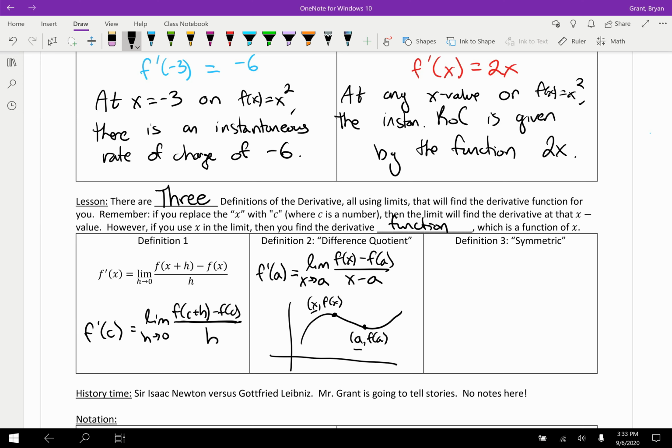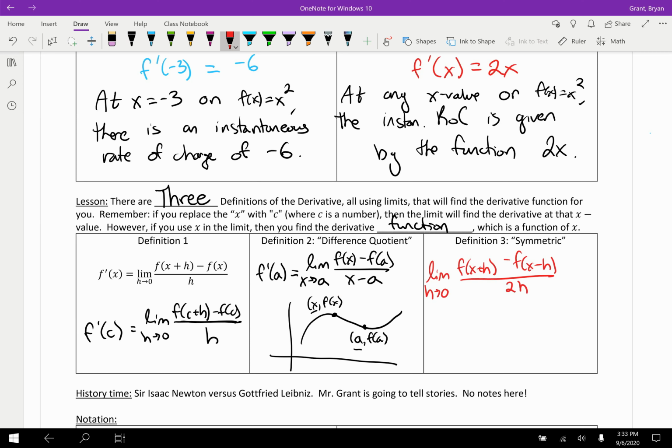The last one is our symmetric definition of the derivative. This one comes up, I think, the least often, and it's another one that uses the limit as h approaches 0, and it looks something like this. It says f of x plus h minus f of x minus h divided by 2h.